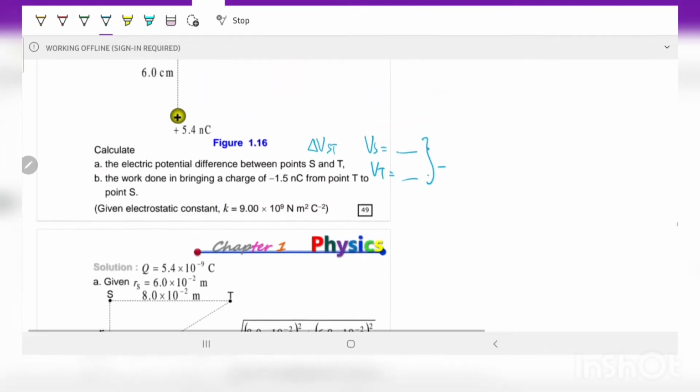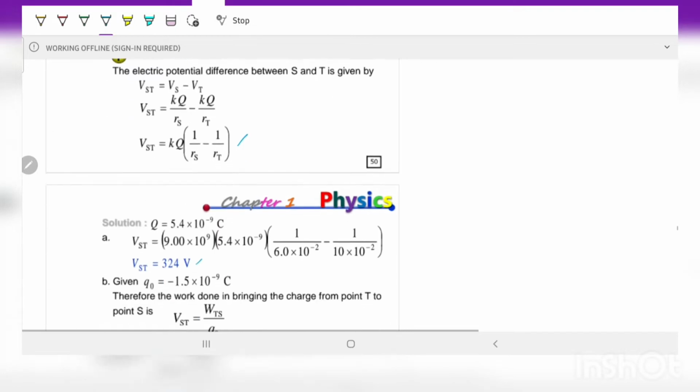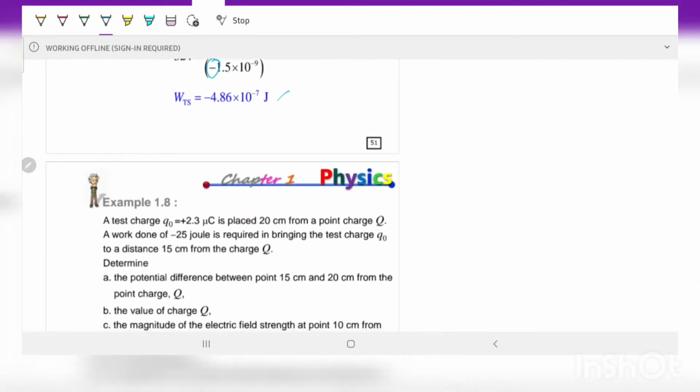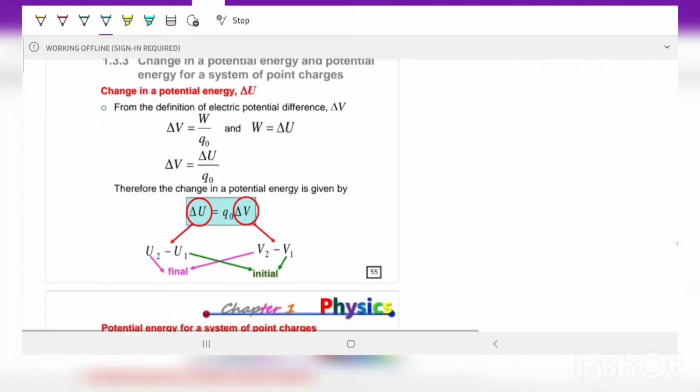Okay, yang B pula, the work done in bringing a charge of negative 1.5 nano from point T to point S. So VS equals WTS bahagi dengan Q naught, masukkan sekali dia punya negative sign, so dapat negative 4.86 times 10 power negative 7 joule. Darabkan sahajalah. Okay, example ni awak boleh tengok lagi.